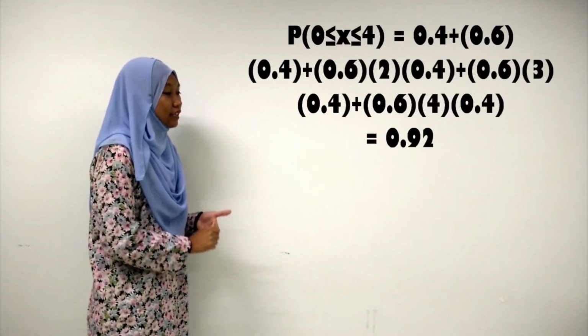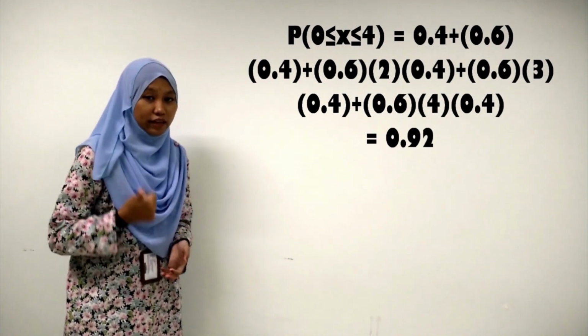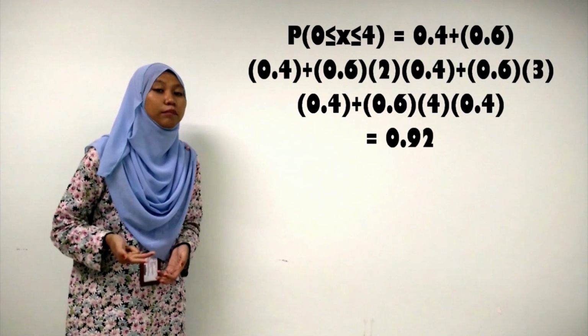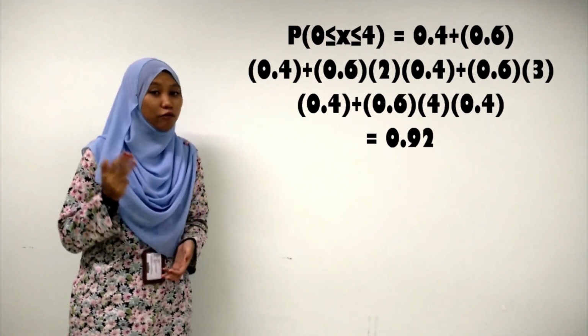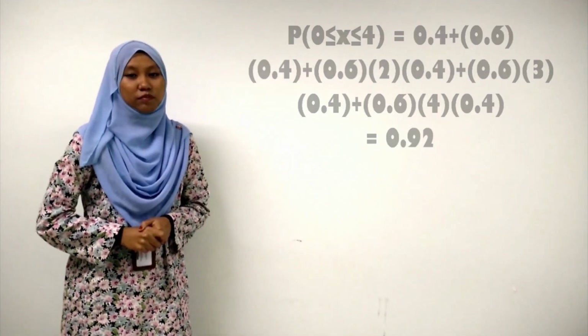So, to calculate the probability of X between 0 and 4, you calculate P plus P with 1 fail plus P with 2 fails plus P with 3 fails and P with 4 fails. So, we will get the answer 0.92.